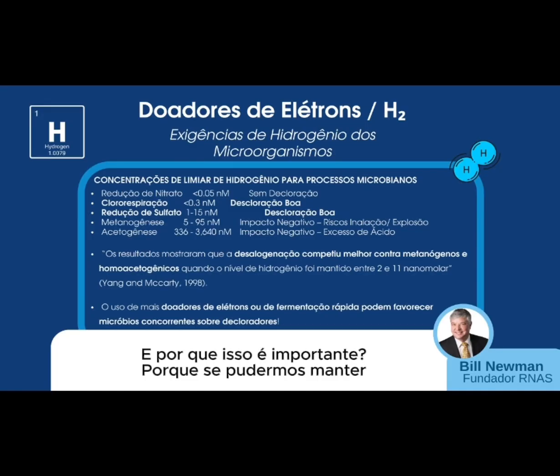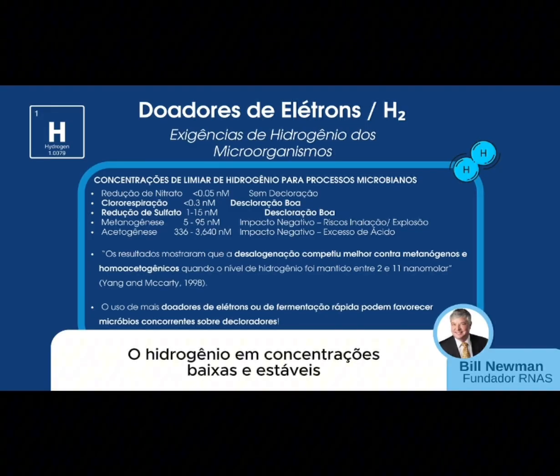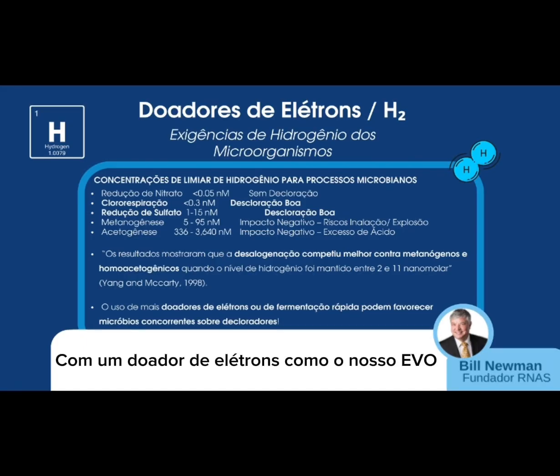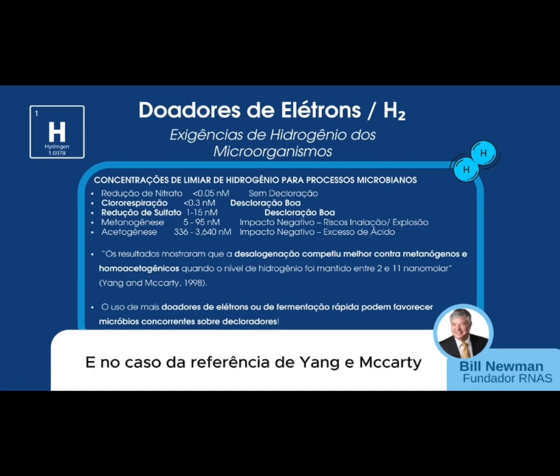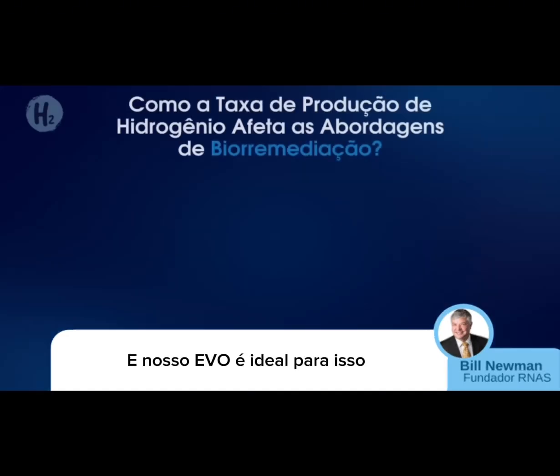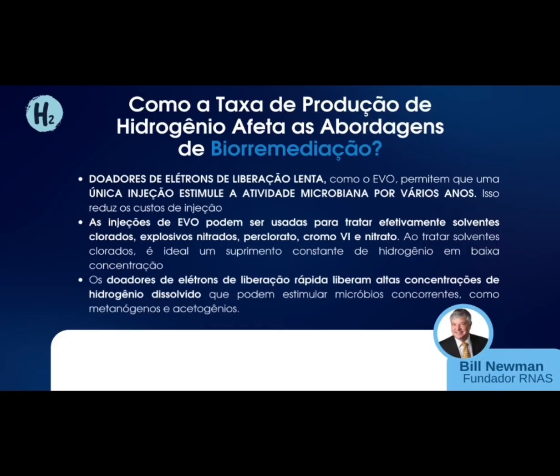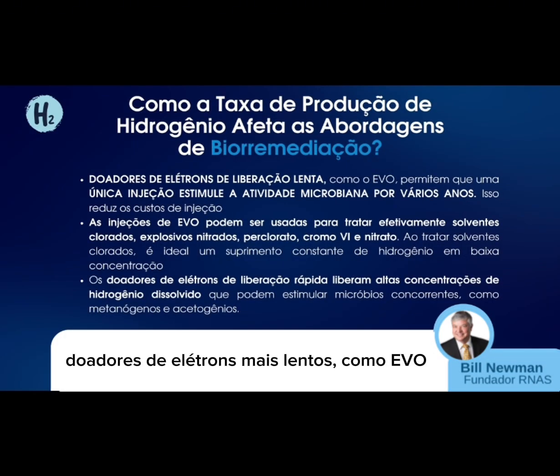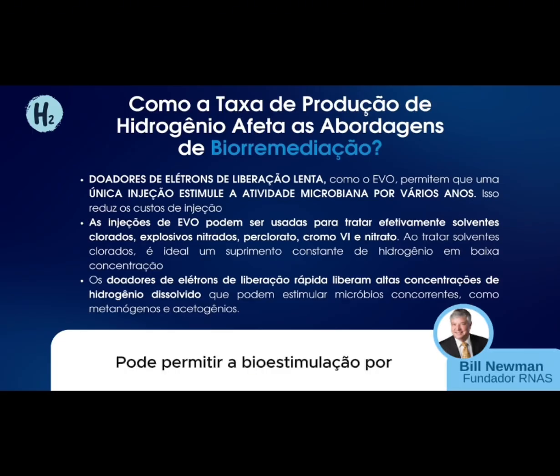And why that's important is that if we can maintain the hydrogen at low and steady concentrations with an electron donor like our EVO, and in the case of Yang and McCarty's reference, they recommend between 2 and 11 nanomolar concentrations, we can have maximum dechlorination activity, but minimal production of methane and acid. And our EVO is ideal for that. So slow release donors such as EVO can allow for biostimulation for several years with a single injection.